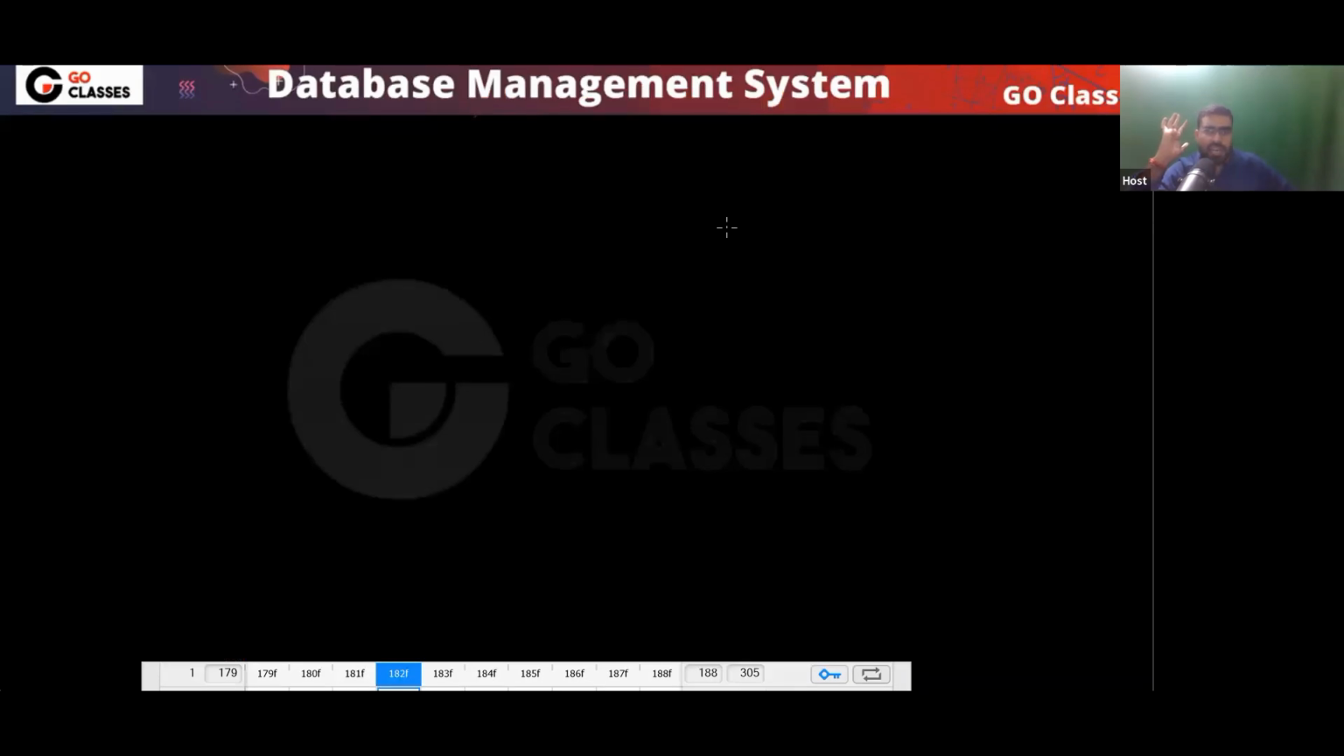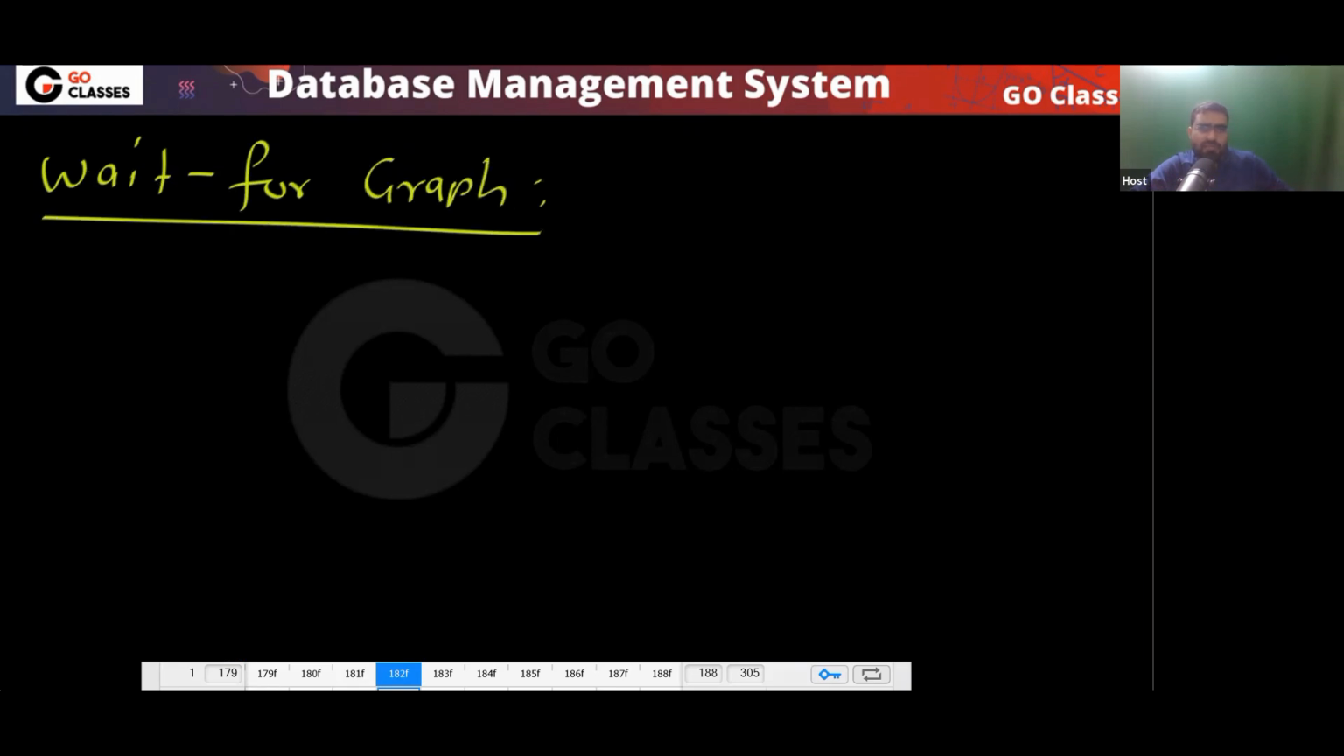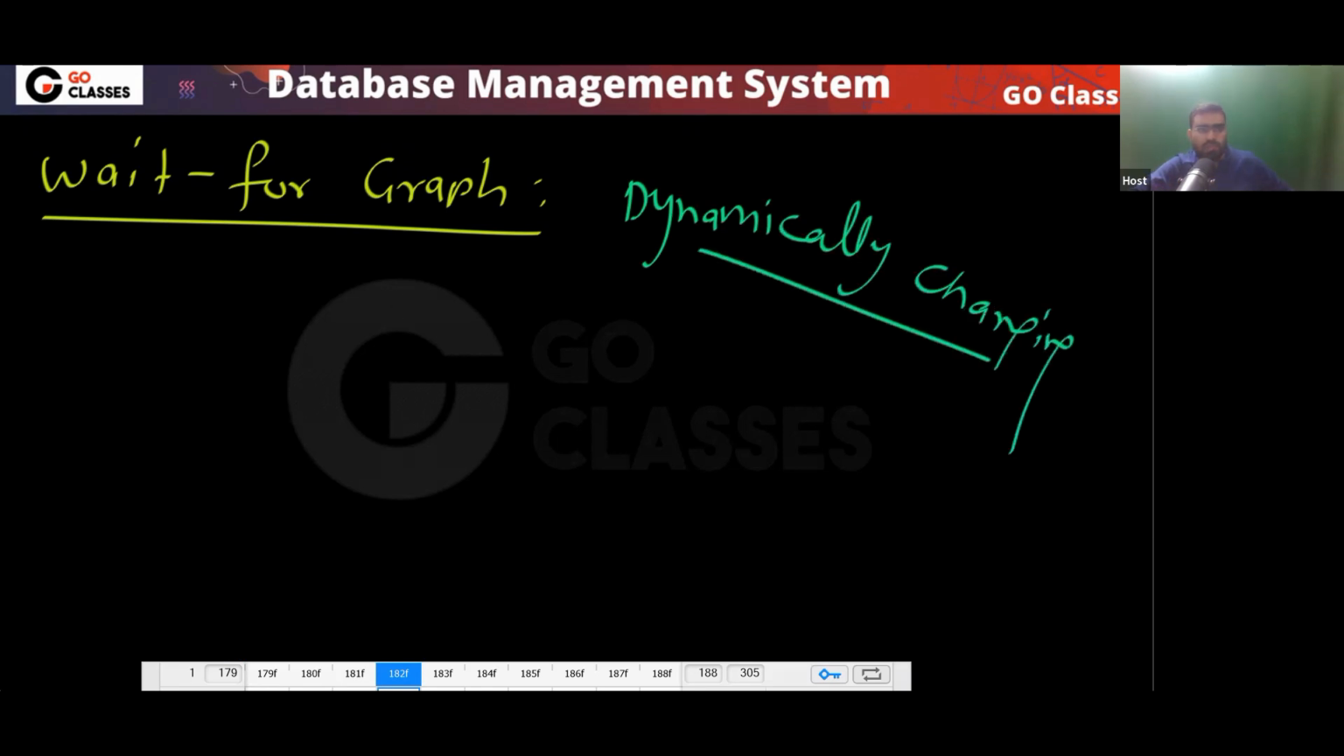Tell me, is this wait for graph dynamic or static? This wait for graph is dynamic. It is dynamically changing. What does it mean? Let's assume many transactions are executing, hundreds of thousands of transactions. So this graph is actually dynamically changing.